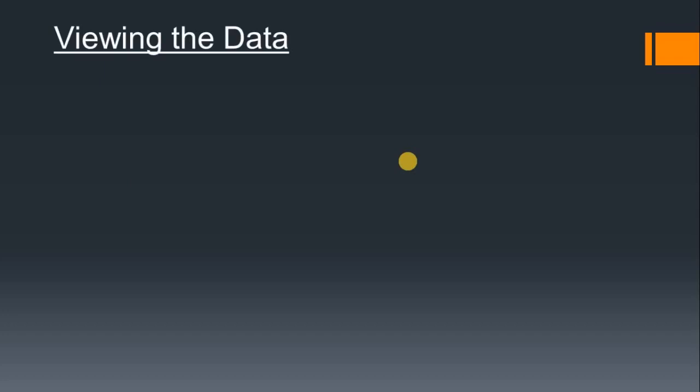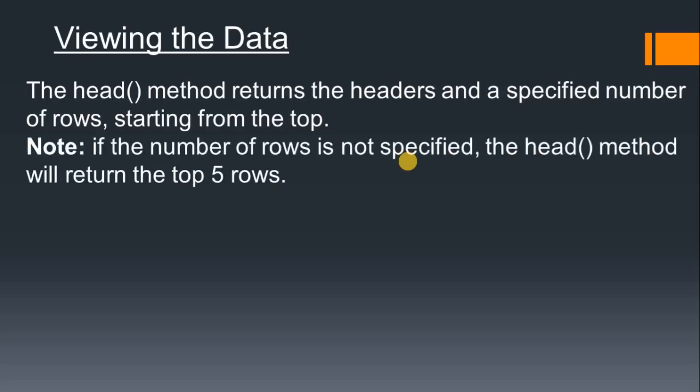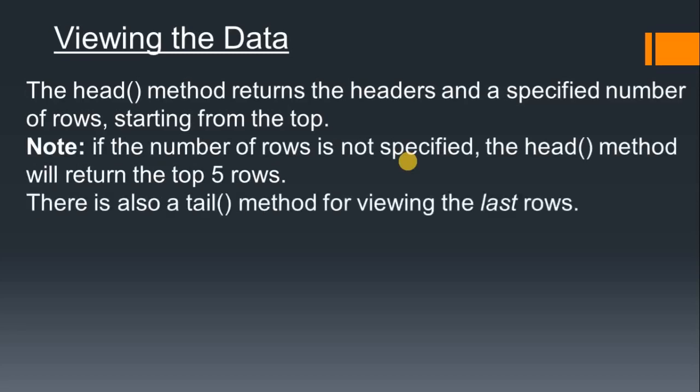Analyzing data is also known as viewing the data, and for that we have the head method. The head method returns the header and a specified number of rows starting from the top. Suppose you want to access the top 5 rows, 10 rows, or 15 rows, then you have to use the head method. The important point is that if the number of rows is not specified, the head method will return the topmost 5 rows from your dataset.